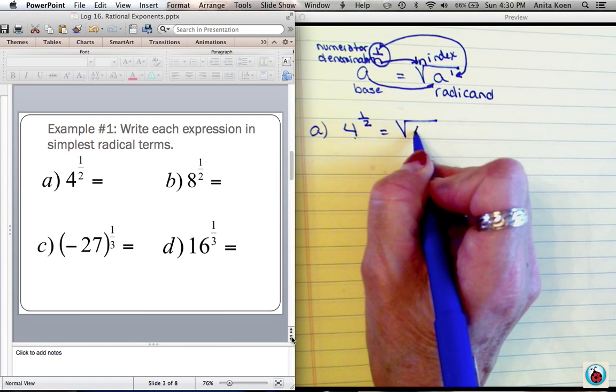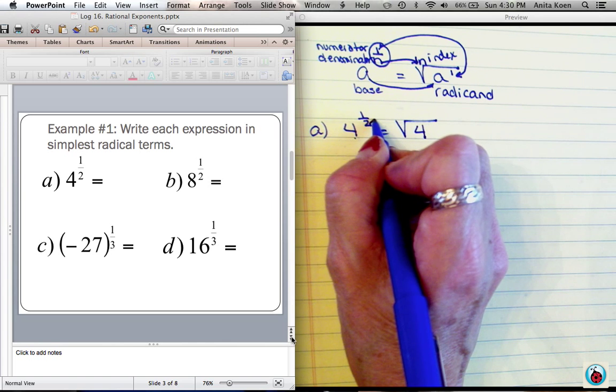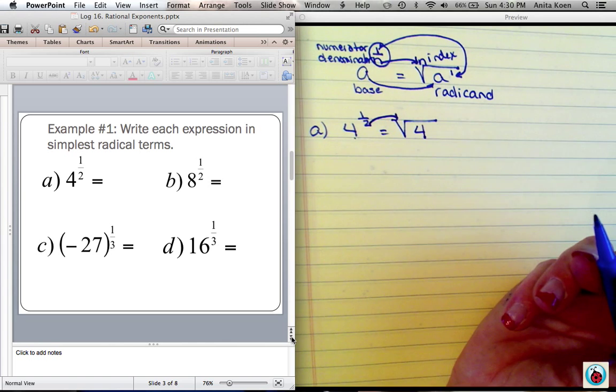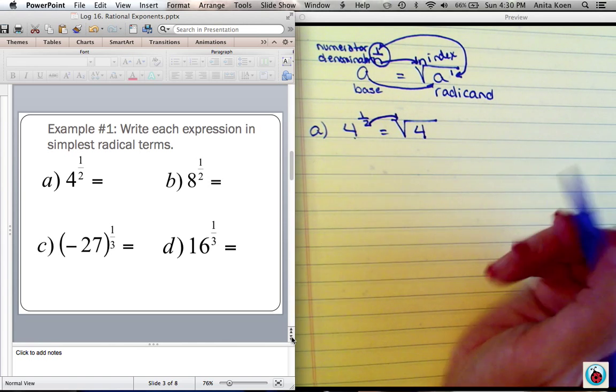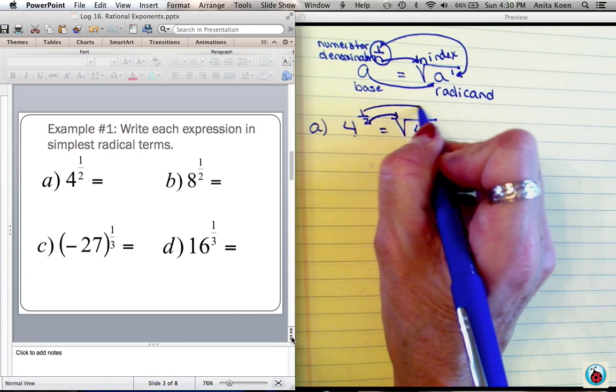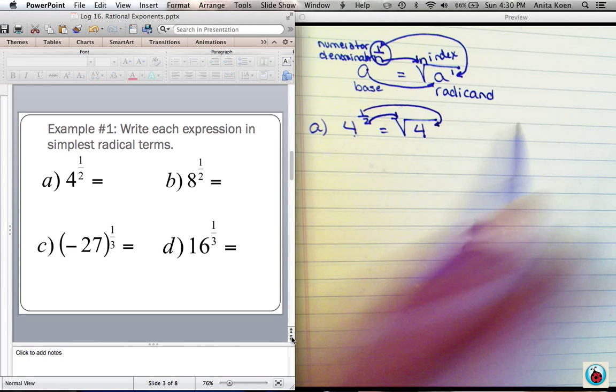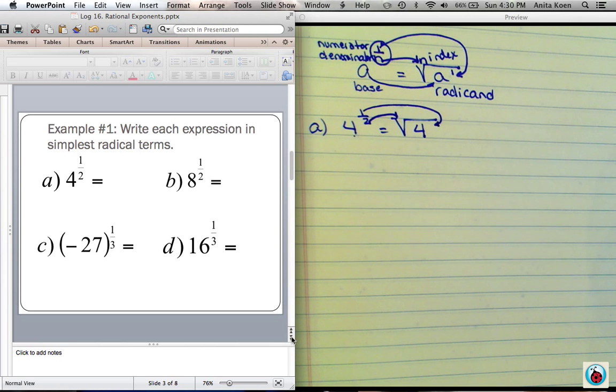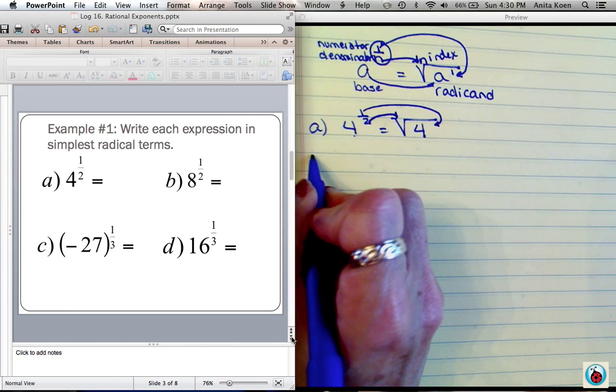The base becomes the radicand, the denominator becomes the index, and since this is a 2, it's understood to be there. We don't have to write it. And the numerator becomes an understood 1 on the exponent position. So 4 to the 1/2 is the same as the square root of 4.